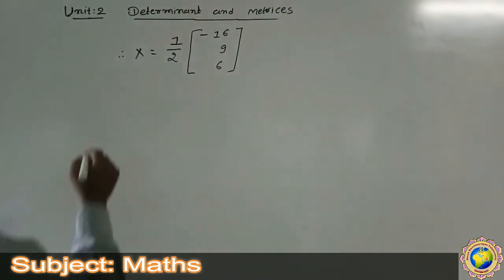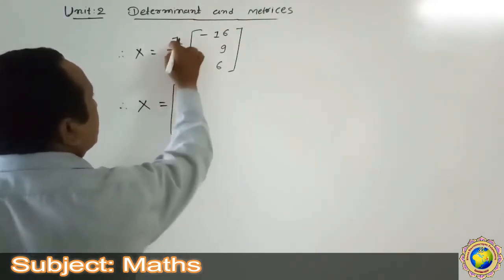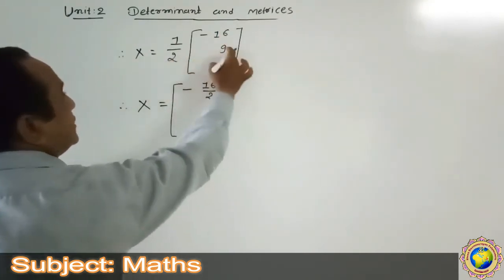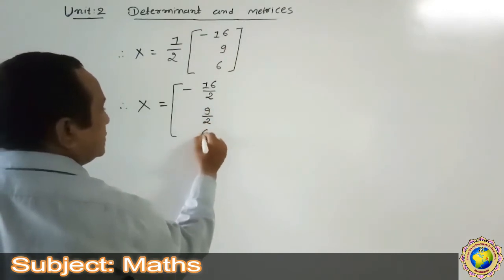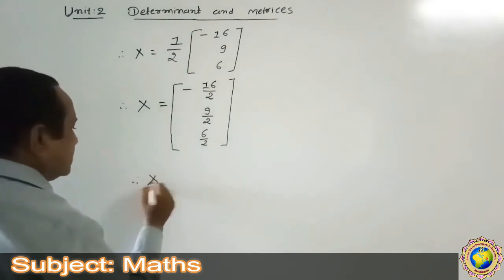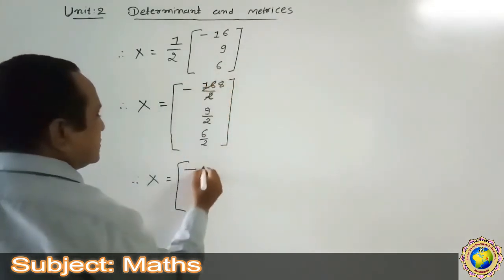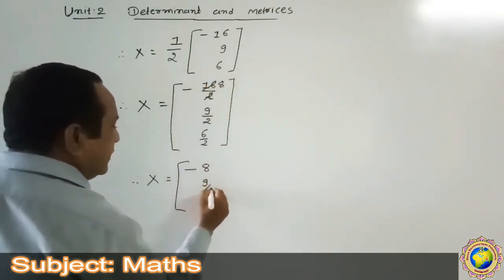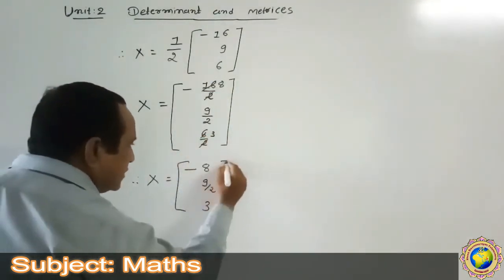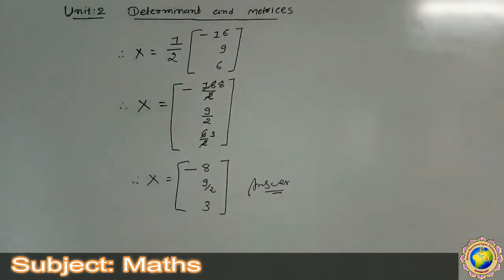Now x is equal to 1 by 2 times minus 16, that is minus 16 by 2, 9 by 2 and 6 by 2. So x is equal to minus 8, 9 by 2, which can't be divided further, and 3. This is our answer. Clear?